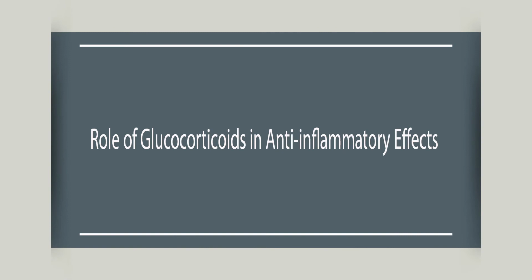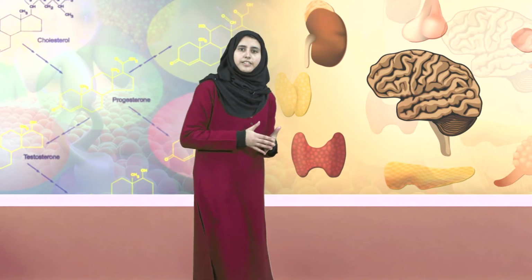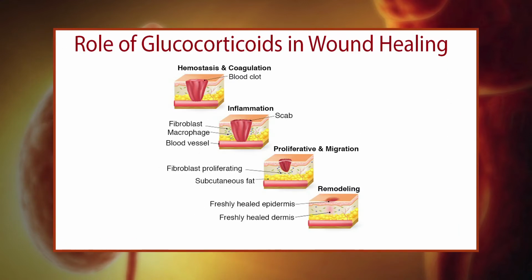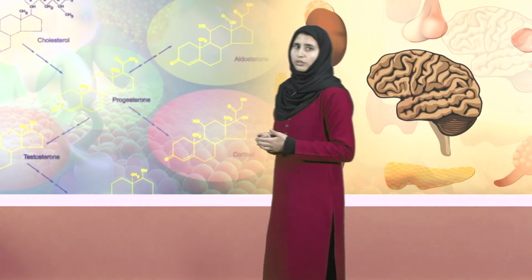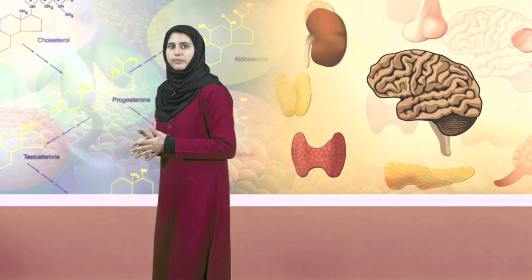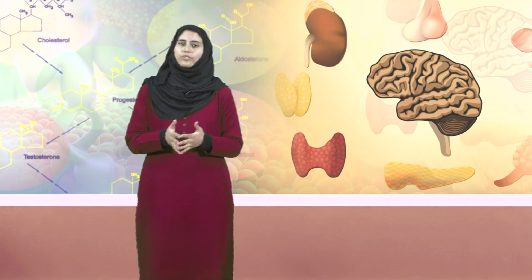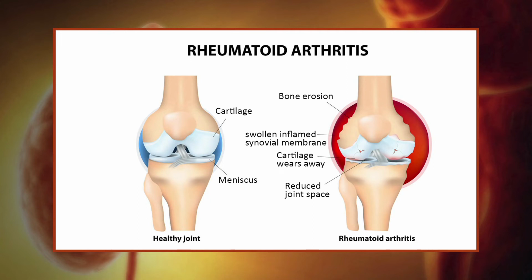Fifth effect being anti-inflammatory effects. Glucocorticoids inhibit white blood cells that participate in inflammatory responses. Unfortunately, glucocorticoids also retard tissue repair, and as a result, they slow wound healing, although high doses can cause severe mental disturbances. Glucocorticoids are very useful in the treatment of chronic inflammatory disorders such as rheumatoid arthritis.